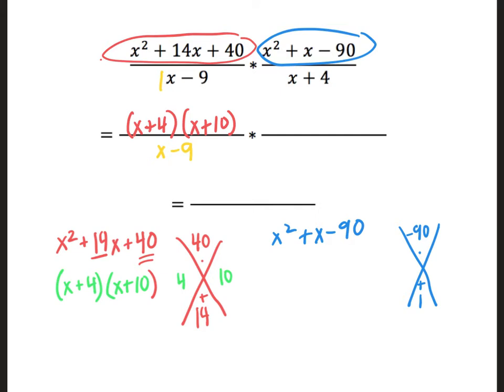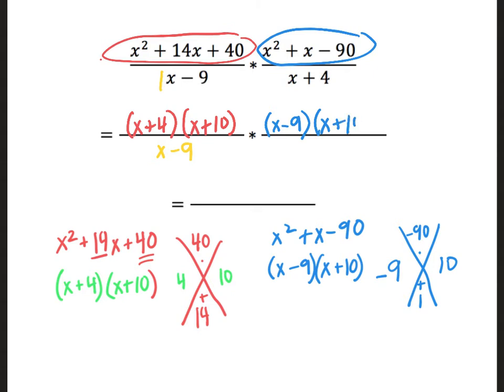So to get 90, I know I can multiply 9 times 10. But one of those numbers is going to have to be negative because we have negative 90. And to get 1, I can do 10 minus 9. So my two factors are going to be x minus 9 and x plus 10. Again, those are going to go back on top.